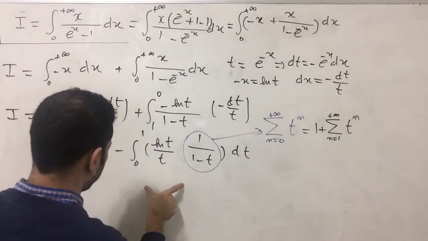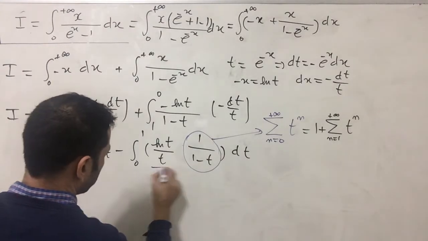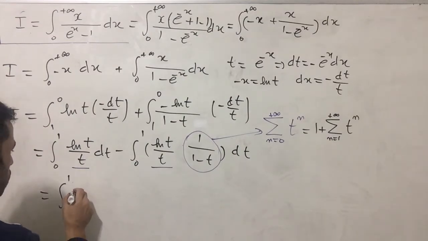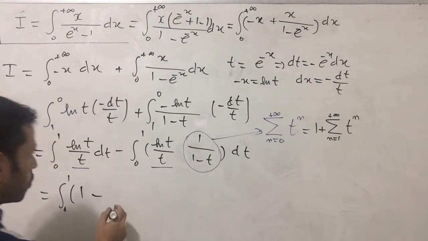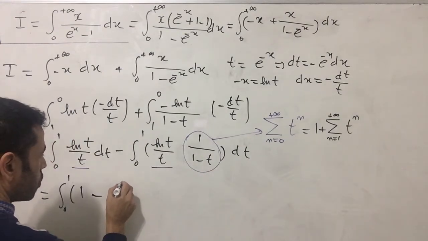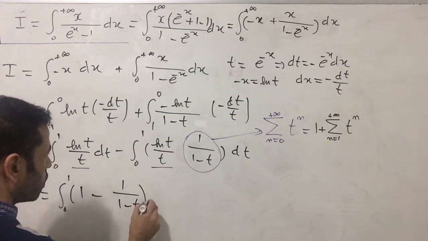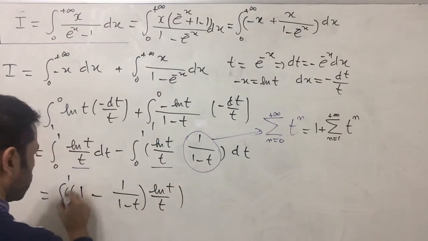Before I replace this one by this, if you take a look at here, this term is the same as this term. So I'm going to put this term as a common factor, so I will have 1 minus this term, which is 1 over 1 minus t, times natural log of t over t dt.